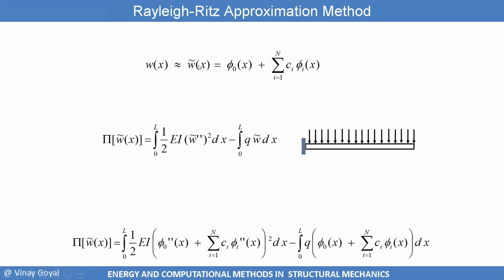I'm going to go in and put an approximation function here, and this phi naught will take care of any non-homogeneous essential boundary conditions, and the phi i's will take care of the essential boundary conditions, making sure that they satisfy the homogeneous form of the essential boundary conditions. And then now the only unknowns are the c i's, and I'll plug that into my potential energy. When I do that, I get this beautiful equation here. And now notice how, when I plug in W tilde, that approximation function, pi now only becomes a function of the c's.